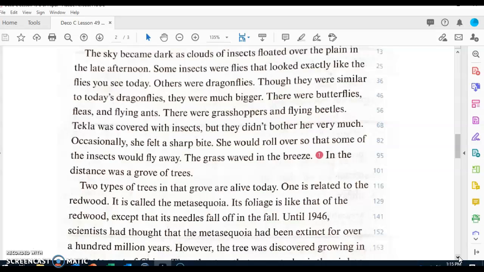There were butterflies, fleas, and flying ants. There were grasshoppers and flying beetles. Tekla was covered with insects, but they didn't bother her very much. Occasionally, she felt a sharp bite. She would roll over so that some of the insects would fly away. The grass waved in the breeze. In the distance was a grove of trees.